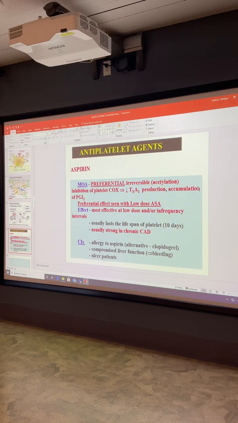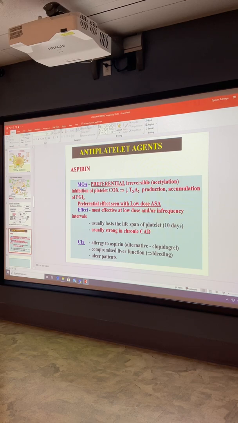So if we talk about the antiplatelet agents now, with aspirin, I've told you it's a preferential, irreversible inhibition of platelet cyclooxygenase, so that there's less thromboxane A2 production and accumulation of prostacyclin. This effect is seen only with low dose aspirin, and it's effective at low dose or when you give it at infrequent intervals. When you block the cyclooxygenase in platelets, it lasts for the lifespan of the platelet, which is about 10 days. And so the effect is usually strong in chronic coronary artery disease. If you go back to the case study for today, you'll find out that the patient was placed on low dose aspirin. It's because there's a strong effect of low dose aspirin in coronary artery disease.